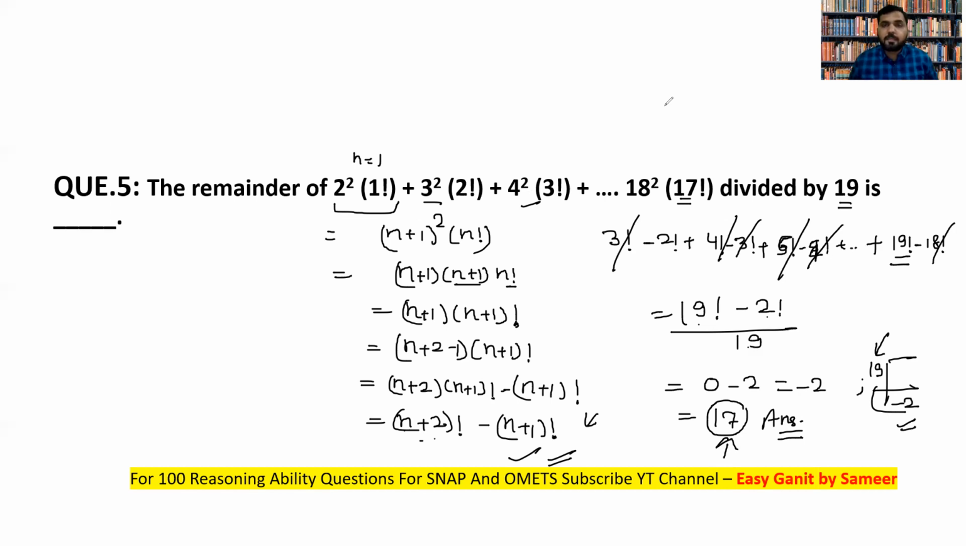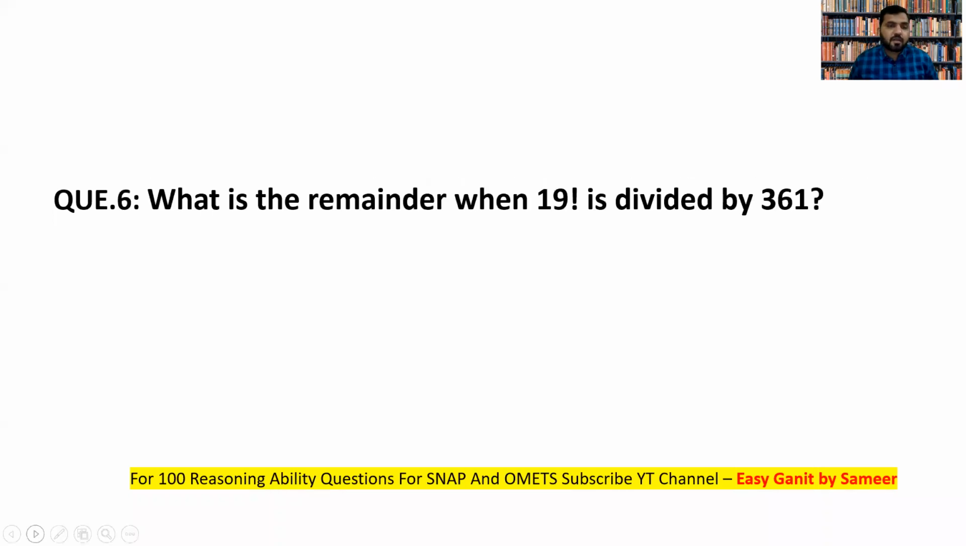Right. Now, here is the last question, question number 6 of this video. And I'll be taking another topic in the next video, guys. What's the remainder when 19 factorial is divided by 361? Now, this question is based on the Wilson remainder theorem, guys, right? What does the Wilson remainder theorem say? Chances are less that you'll be getting a question of Wilson remainder theorem, but in SNAP you'll find a lot of questions of factorial in the previous year SNAP papers. So just to avoid any risk, I'm taking this question, right?